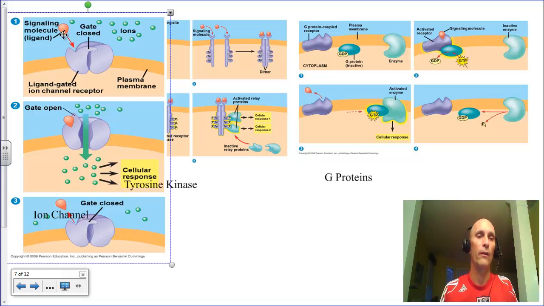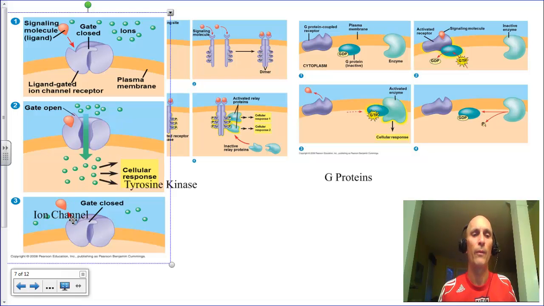In an ion channel, the signal molecule binds to the receptor and opens a gate. So an ion can pass through that could not pass through before. You remember that ions are small and polar, and they can't pass through the membrane because that membrane is non-polar, just like we saw with the hydrogen protons in respiration and photosynthesis.